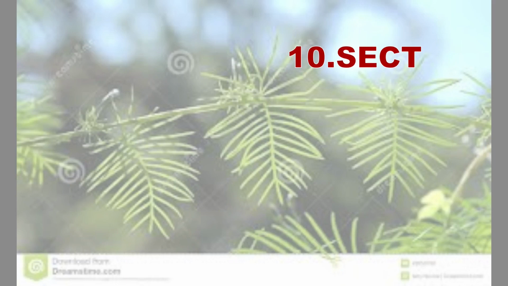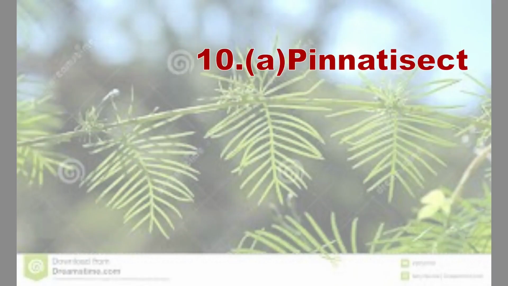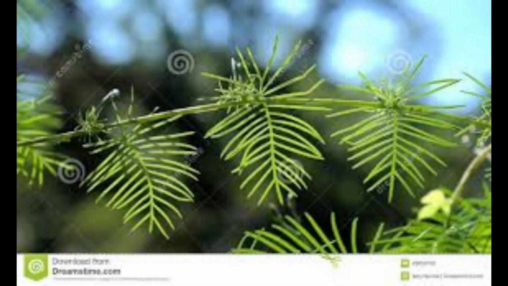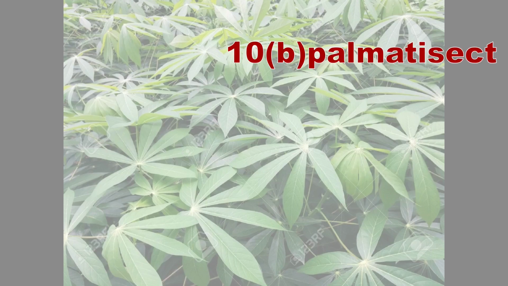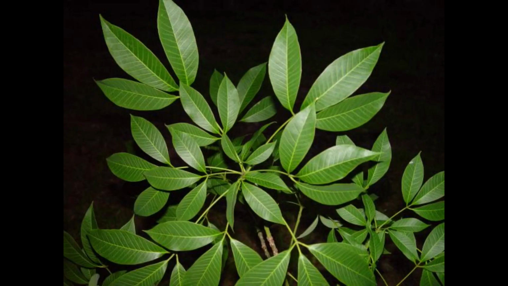And the last one is sect. Here cutting is deeper than fid, which extends to nearly the midrib. There are two different types of sect, pinnate sect and palmate sect. In pinnate sect, segments are like a pinnately compound leaf, example Ipomoea. And palmately sect means segments are like palmately compound leaf, example tapioca and rubber.